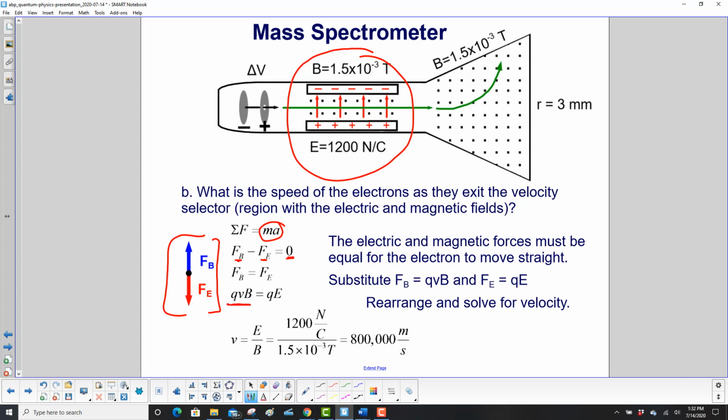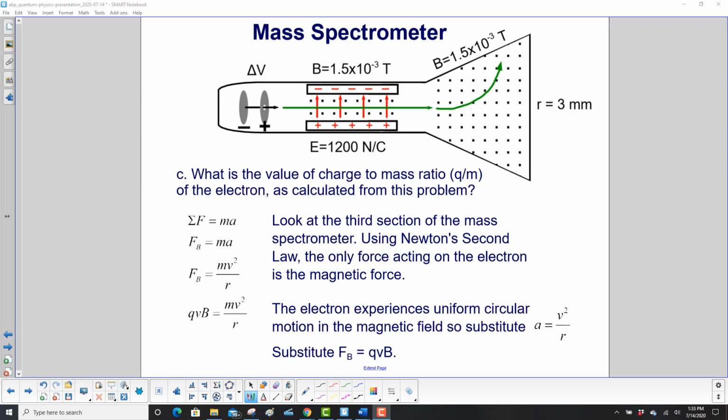The magnetic force is QVB. The electric force is QE. The Q's cancel, and V is equal to E over B. We put in our value for the electric field and the magnetic field. And when you use newtons per coulomb and Tesla, you come out with meters per second. So that's 800,000 meters per second.